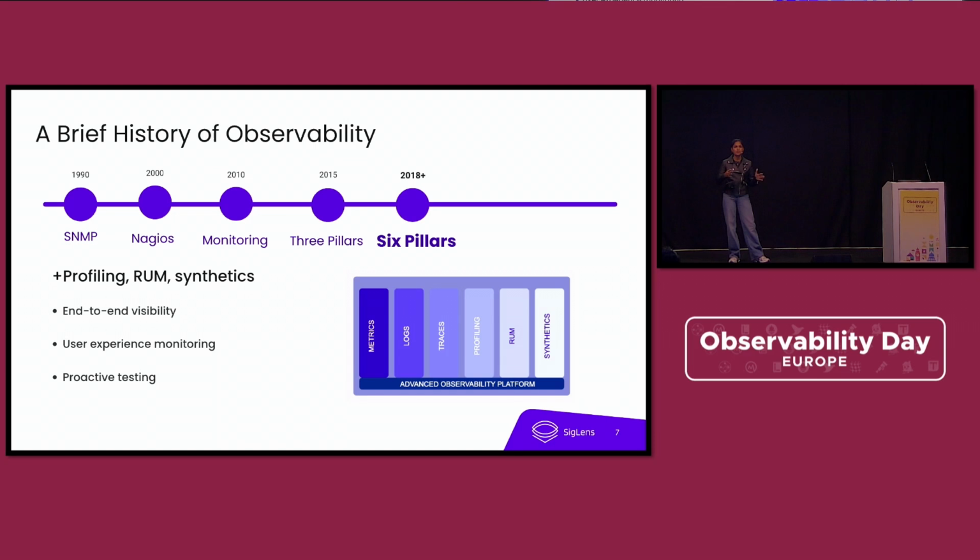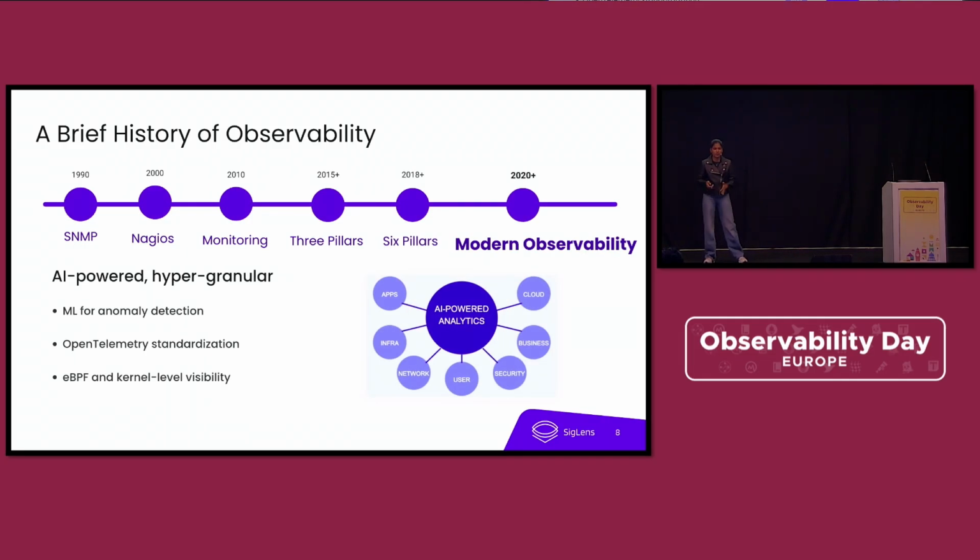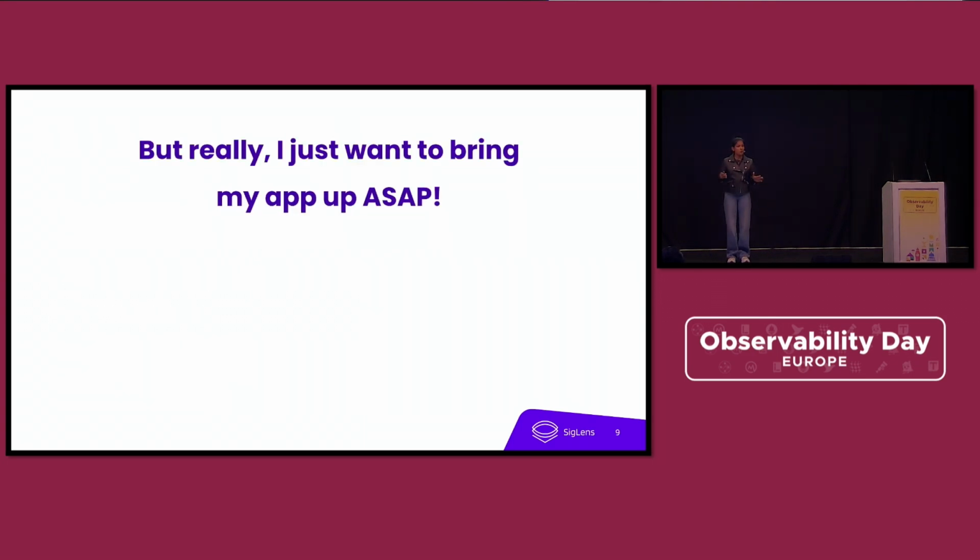After that, we expanded the 3 pillars into 6 pillars. We added profiling, real user monitoring, and synthetic testing. This helps us get end-to-end visibility, user experience monitoring, and proactive testing. Today we are in the AI-powered era. All these things that humans might have missed can now be captured with artificial intelligence. OpenTelemetry made a standardized way to collect the data. But let's be honest, with all this technology, all I want is to bring my application up as soon as possible.